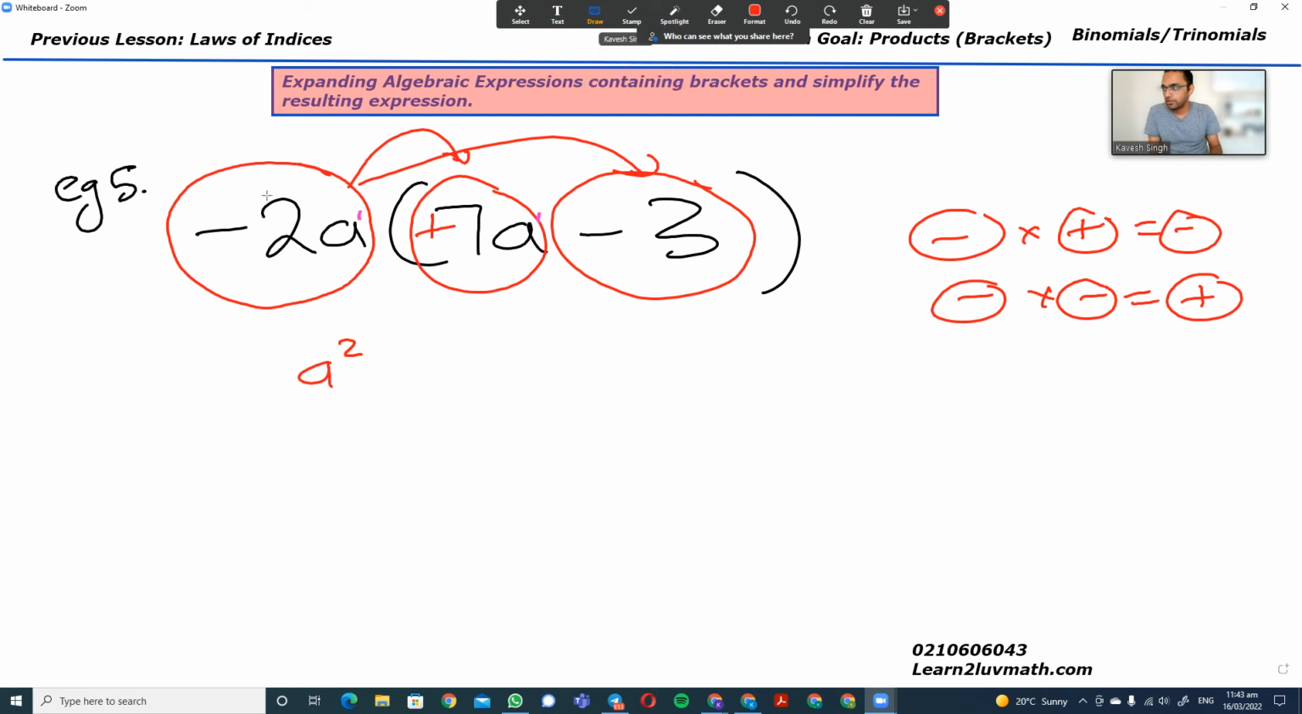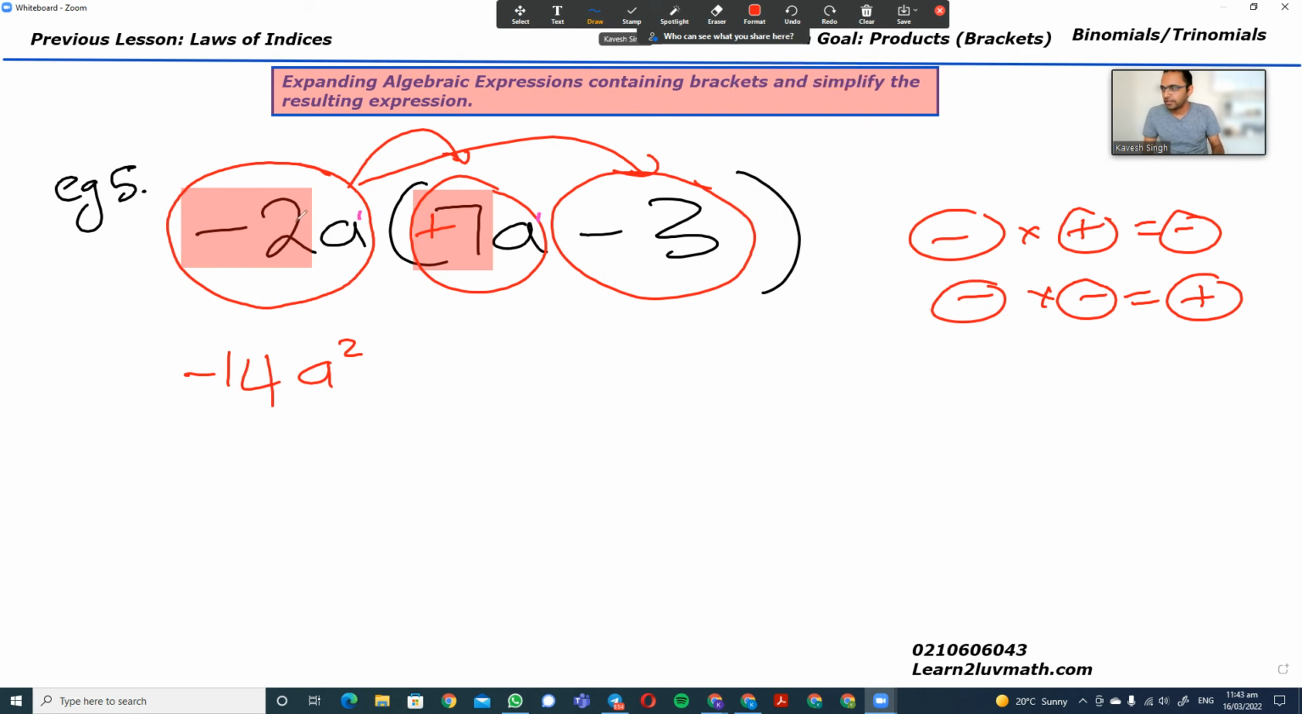So when you've got negative 2 and you multiply it by positive 7, 2 times 7 is 14. So it'll become negative 14a squared, because the a's multiply and stay next to 2 times 7, which is 14. They stuck together. And I'm done with the first multiplication now.